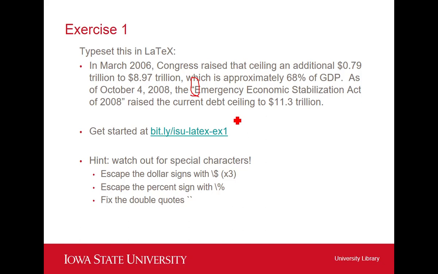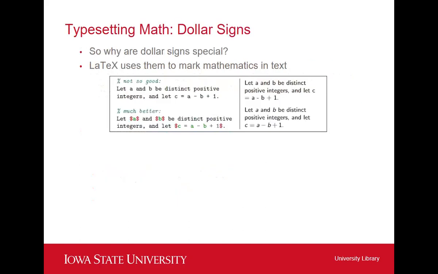All right, onward. So we had to escape those 3 dollar signs because those are special characters. LaTeX already has reserved those for something else. So why are dollar signs special? What are they reserved for? LaTeX uses them to mark mathematics in the text. So you could type your mathematical expressions just like this, just in raw text. Let a and b be blah, blah, blah. Let c equal a minus b plus 1.